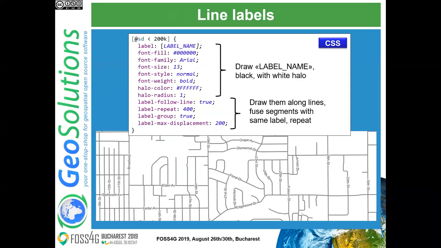We can also do the same for roads, of course. Again, a bunch of extra vendor options like follow line, repeat group, and max displacement to make the labels drape along the line, eventually repeat if the line is very long, and so on.